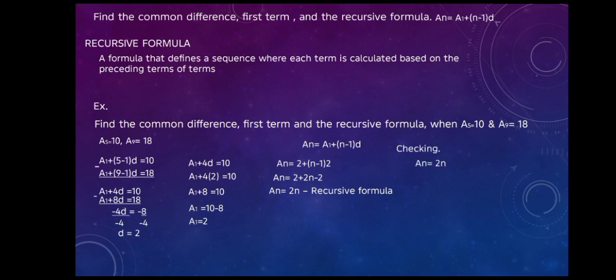So, yung i-check natin is yung a sub 5 is equal to 10. Dapat yung makuha natin dito is a sub 5 is equal to 10. So, gagamitan natin yung a sub n equals 2n. So, a sub 5 equals 2 times 5. Kasi yun yung n. So, simplify. A sub 5 is equal to 10. So, tama yung mga ginamit natin or nakuha nating sagot.